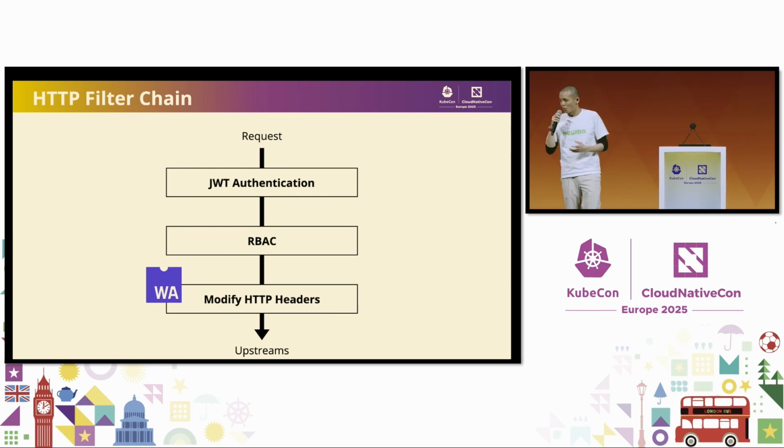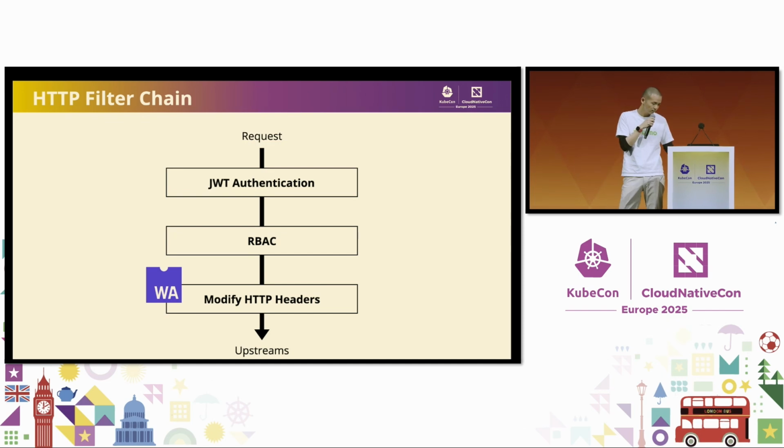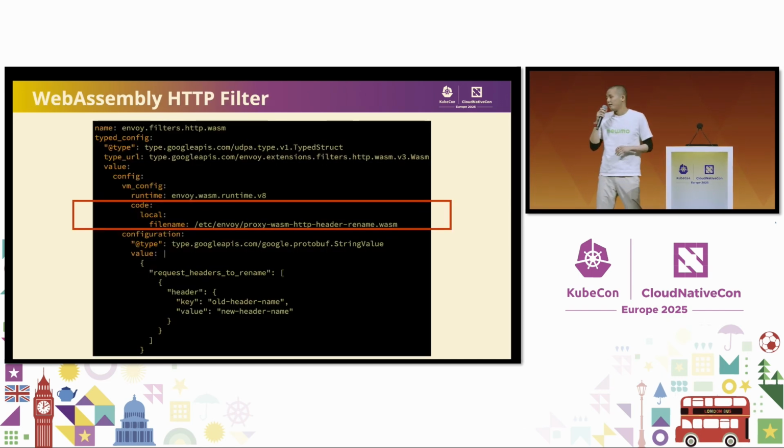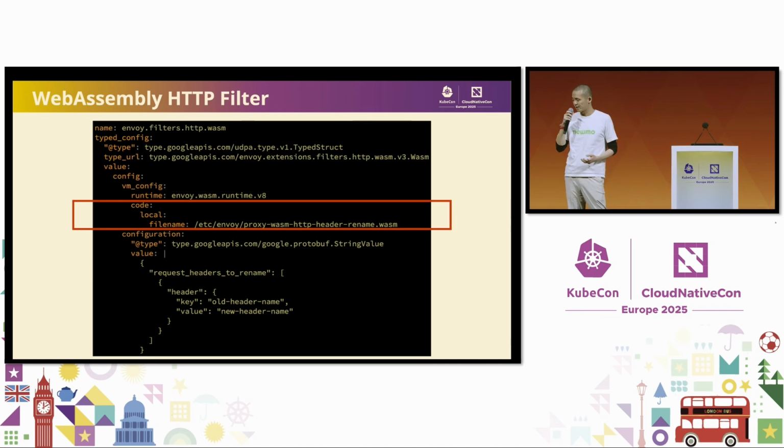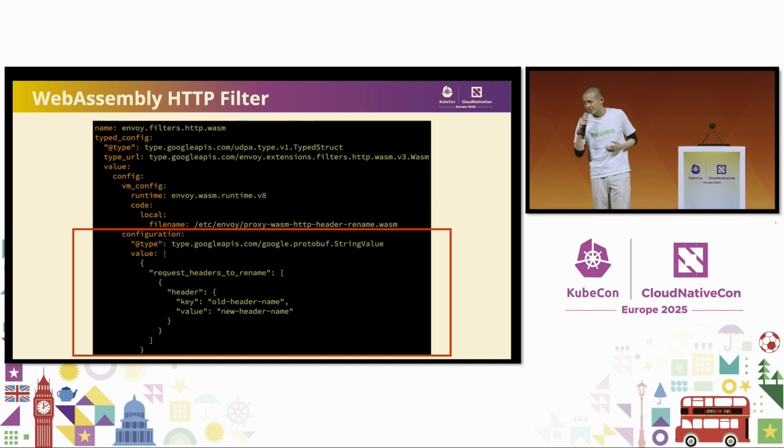For example, we can write some custom header modification as WebAssembly modules. This is a sample configuration for WebAssembly modules. We have to specify the WebAssembly binary. And if we want, we can specify some custom configuration for our custom WebAssembly modules.